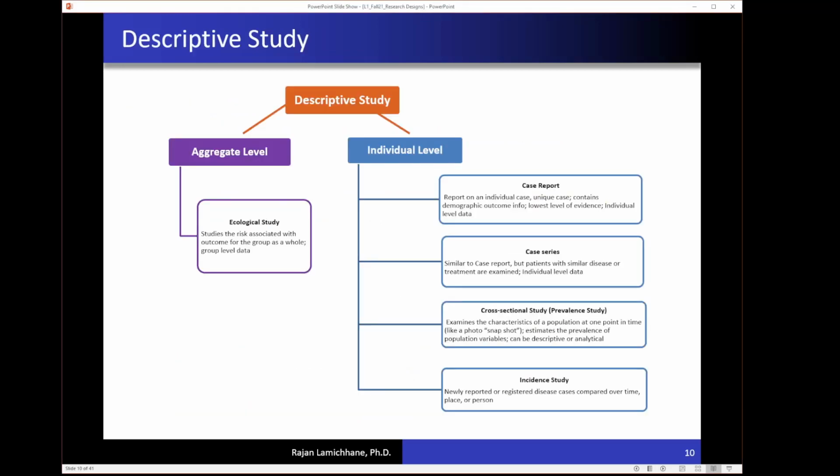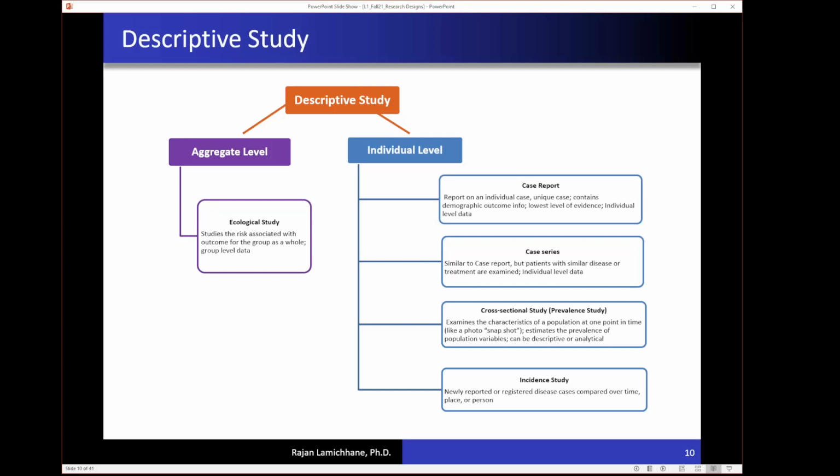There are different types of descriptive studies: aggregate level or individual level descriptive studies. In aggregate level descriptive studies, we take the risk associated with the entire group rather than going through each individual. We just consider the entire group and then we study the risk. And for the individual level, there are different types of descriptive studies. As I said, a descriptive study just shows you the pattern: who, where, and when.